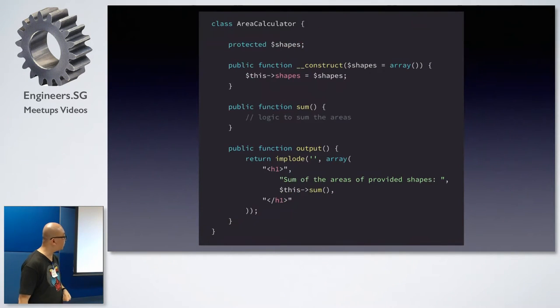So you look at the implementation, what is it doing? It's actually generating strings. Here's a good example of each of these functions doing a specific thing, one responsibility. What does sum do? Sum basically sums up everything. And output is the one that outputs the string, right? Pretty simple.